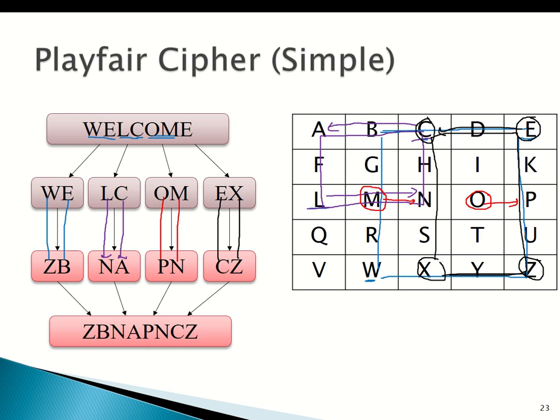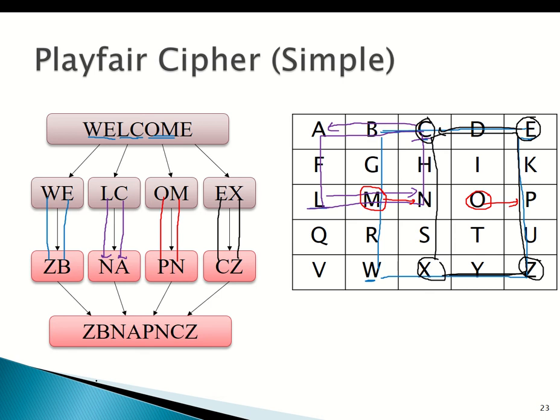So this is the ciphertext of the word. It's become Z, B, N, A, P, and C, Z. Okay. Now the reverse is the same. You're gonna split it into two and try to do the same exact encryption. So encryption and decryption, they are the same things.